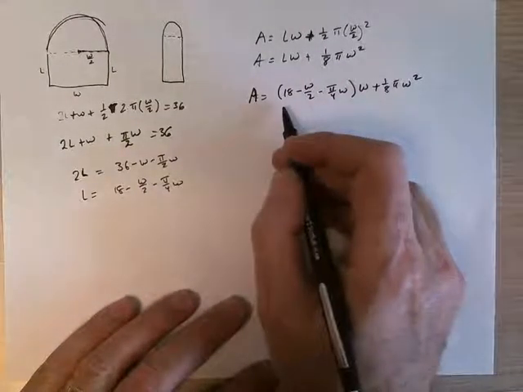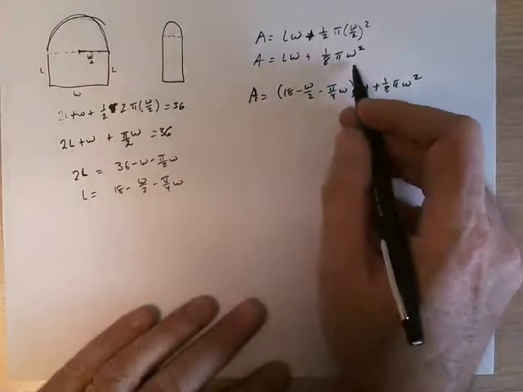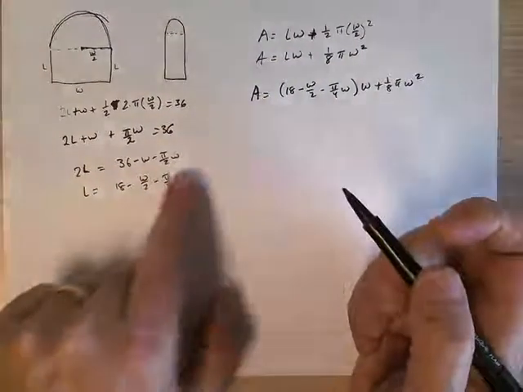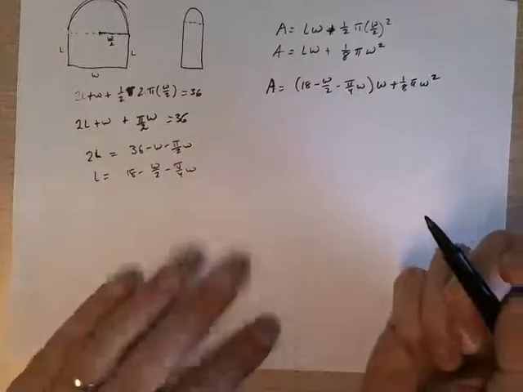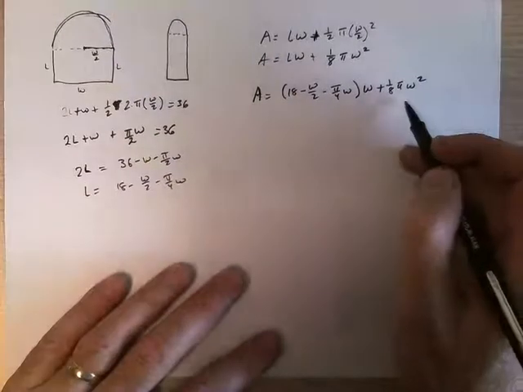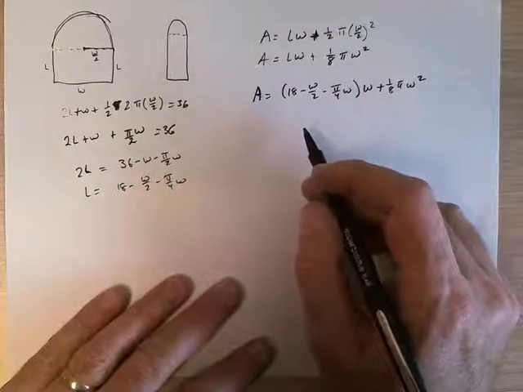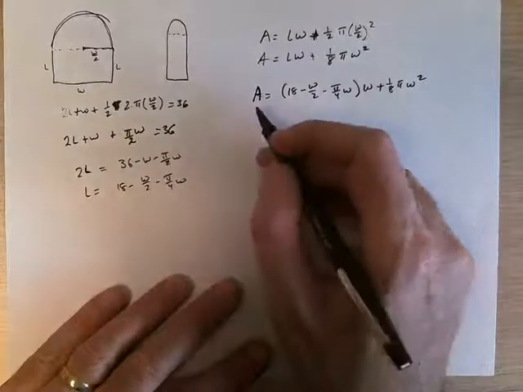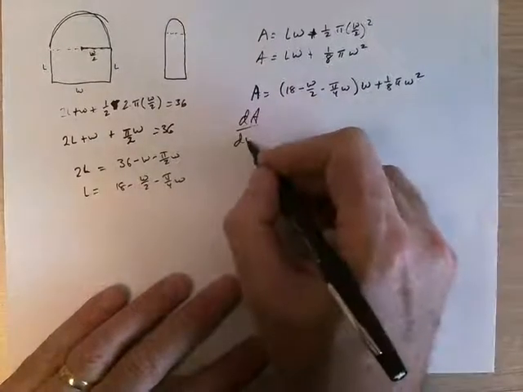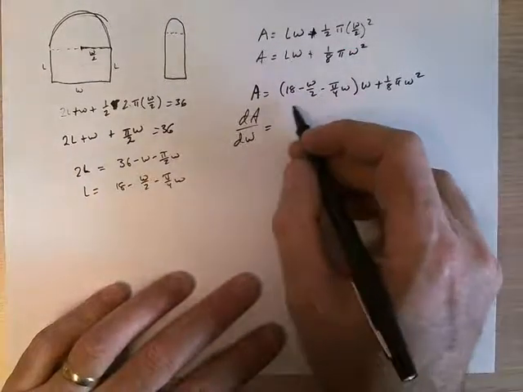But anyway, in Calc 1, you can only deal with one variable at a time. So with two variables in this problem, I had to know that there was a relationship between the two variables so that I can solve that relationship, plug it in, and have just one variable. Now that I've got that, I can maximize or minimize the area by taking a derivative and finding where the derivative is equal to 0.